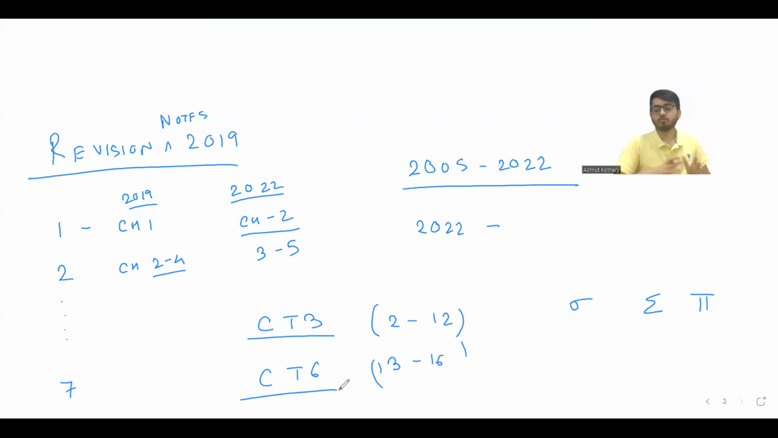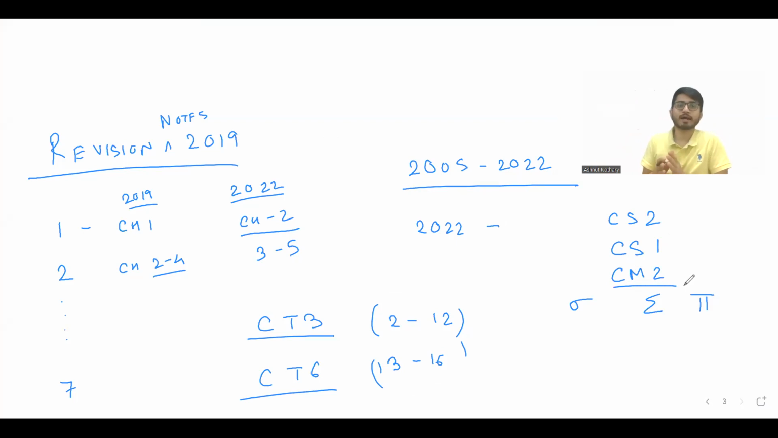What they have done is mostly taken topics out of CT6. They have given most of the chapters to paper CS2, some parts to paper CS1, and some parts to paper CM2. So the CT6 paper has been broken up, and its topics have been combined with other examinations.